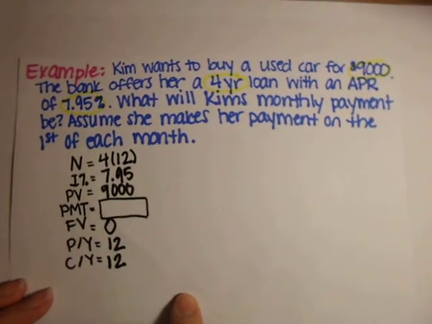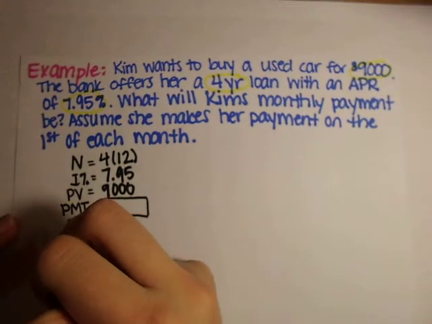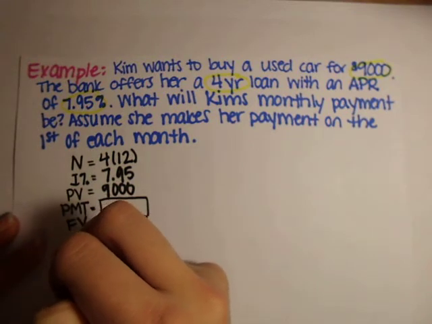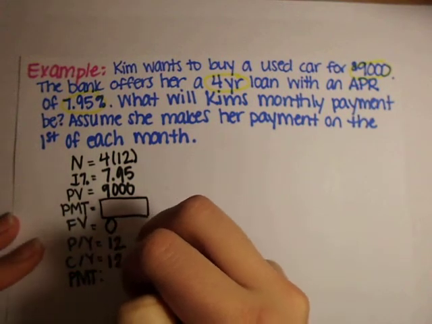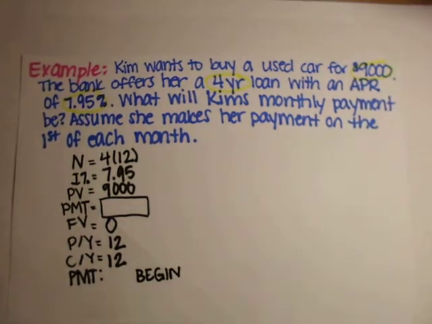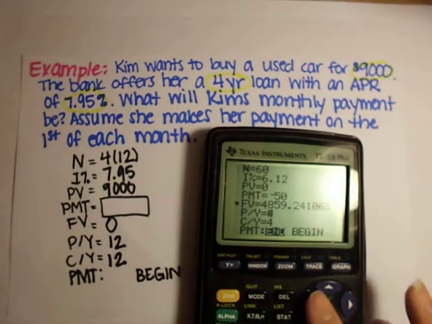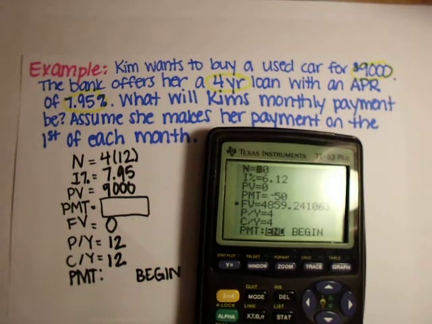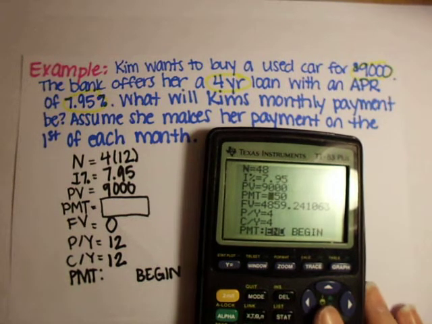And since she'll be paying at the first of each month, we'll have to make sure to change our payment here from end to begin. So what's this look like in the calculator? We're going to have 4 times 12 at a rate of 7.95%, with a present value of the loan being $9,000. We don't know her payment yet.